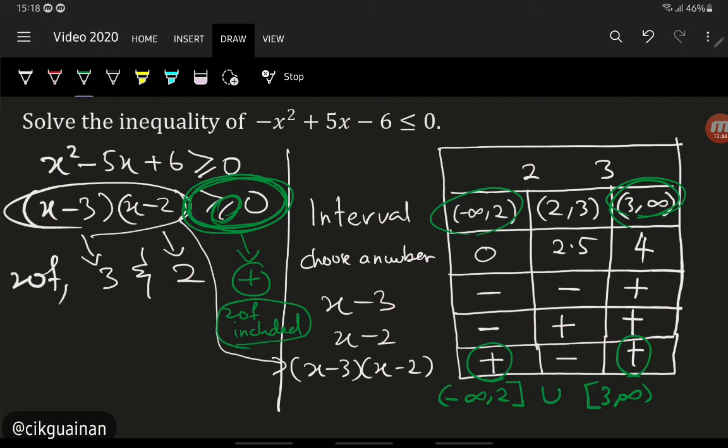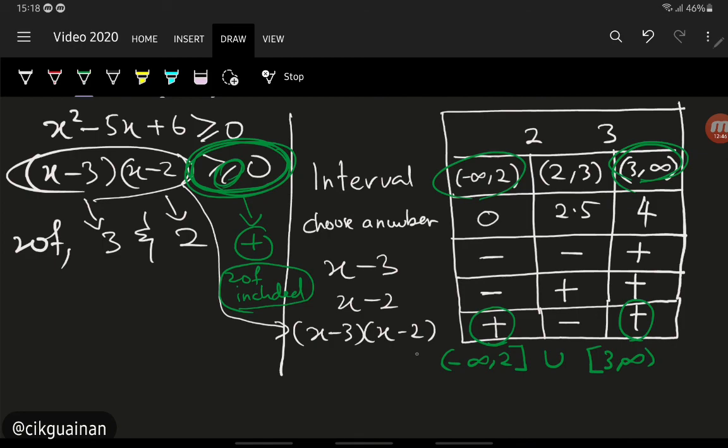So maybe I write it down here. The answer is this one, or in set notation, x less than or equal to 2 union x greater than or equal to 3.